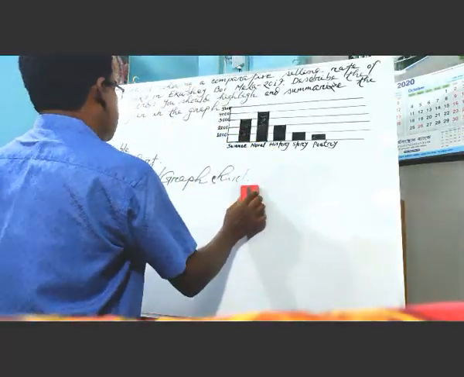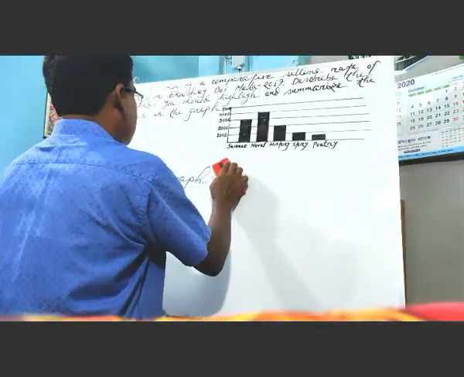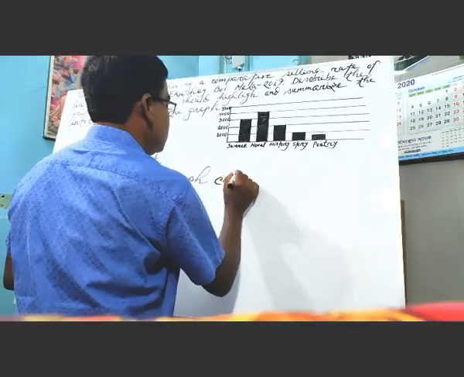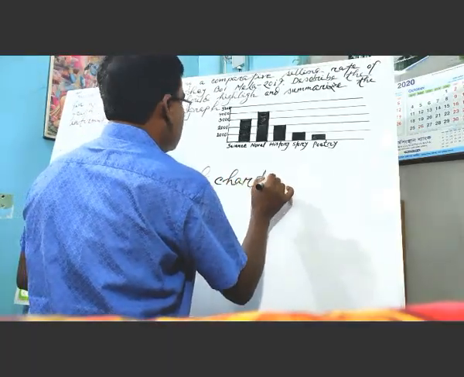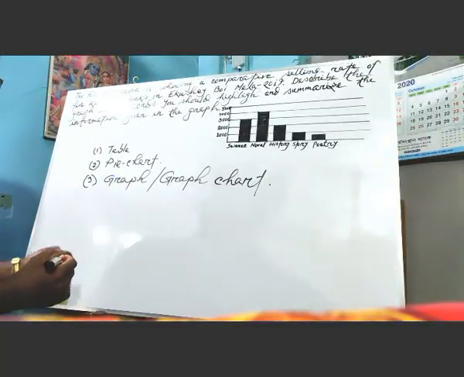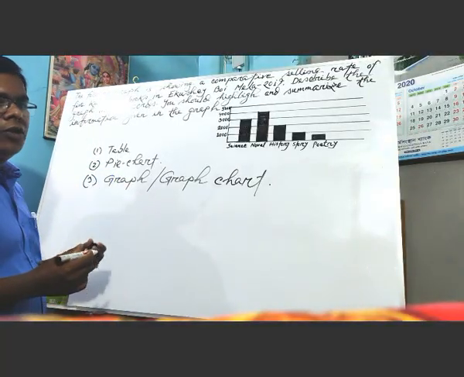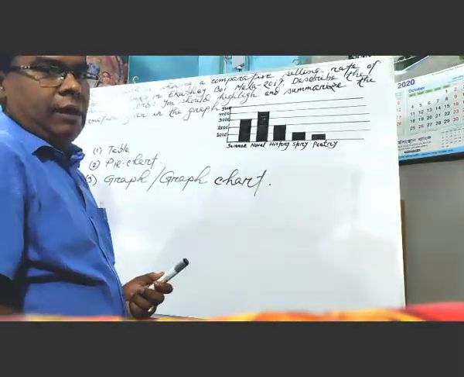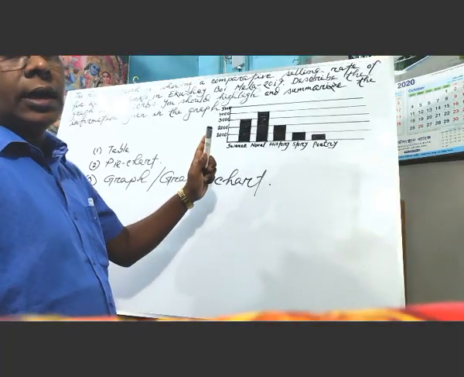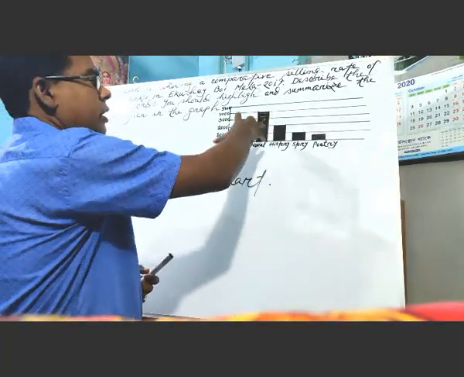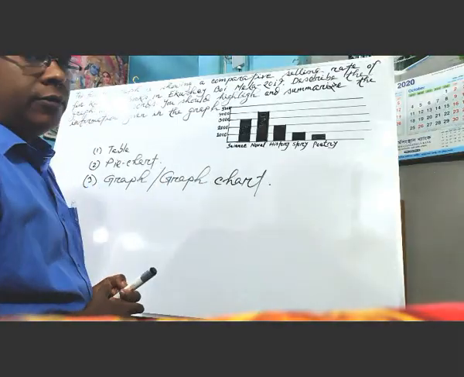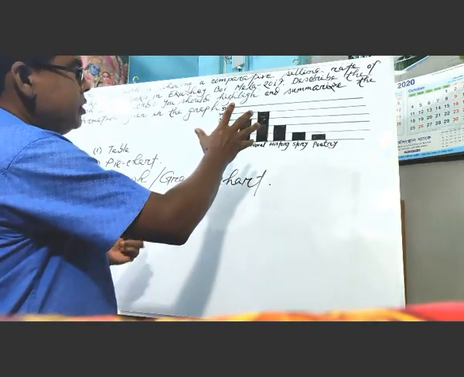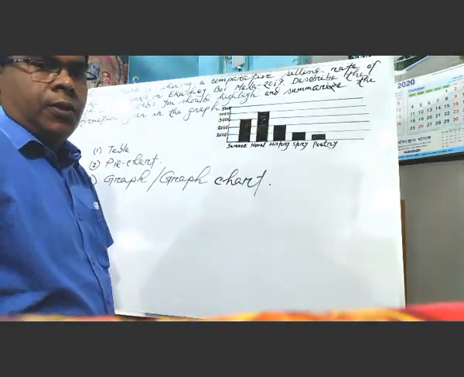Okay. Dear student, and then come to the question of a graph chart. And what is a graph chart? Look here, on the whiteboard I have already drawn a graph or graph chart. This is the graph. In the graph, if you go through this graph very deeply, you will find some information here. Okay.